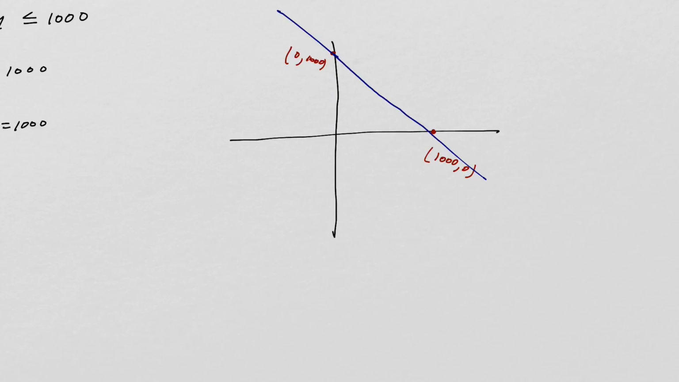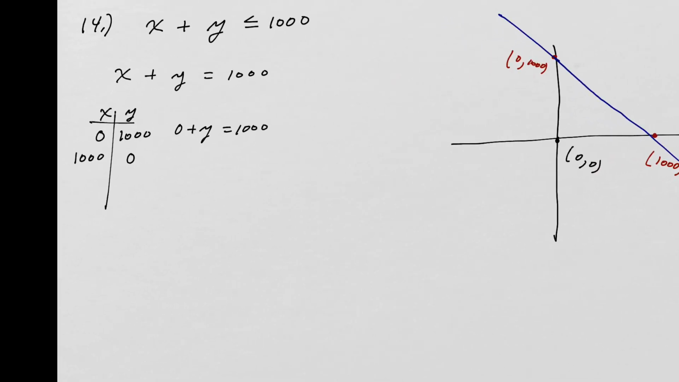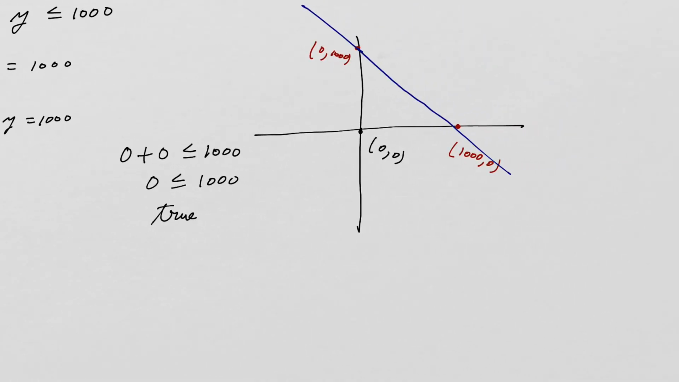Okay, just like before, I need to choose a test point. Since it's available, let's just use (0, 0) again. If I plug that into the inequality, I have 0 plus 0 is less than or equal to 1,000. Well, that says 0 is less than or equal to 1,000. That's certainly true. So I know that everything on the side that the test point is on gets shaded. But here you have to be a little careful.